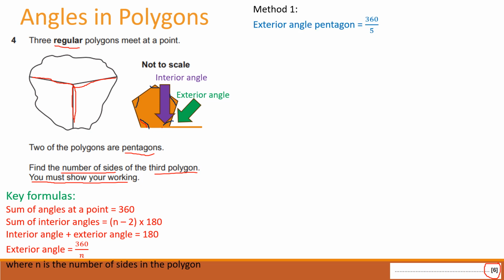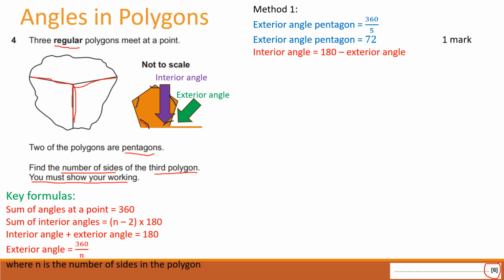So method 1, we're going to use the formula for the exterior angle of a pentagon, which is 360 divided by the number of sides of the pentagon, which will be 5 in this case. And if I do that, that gives me an exterior angle of a pentagon of 72. So where the green arrow is pointing, that angle there will be 72. That will give you 1 mark in the exam.